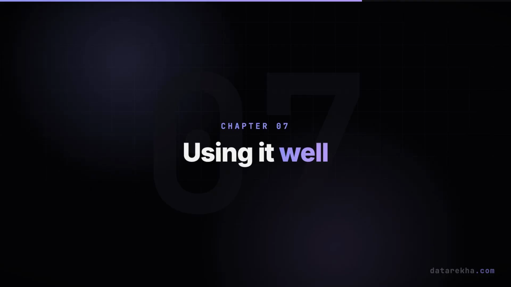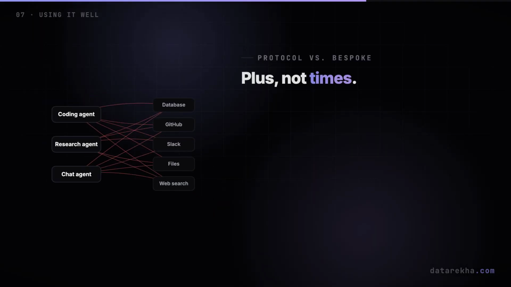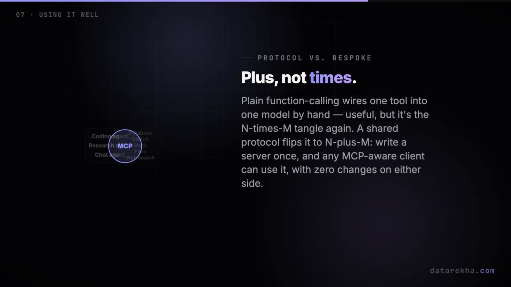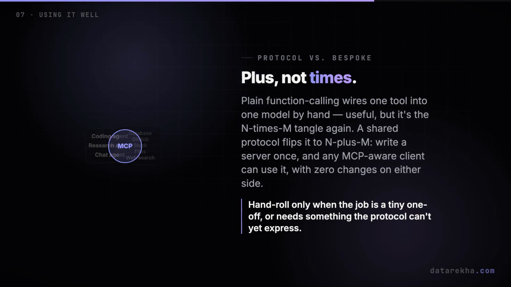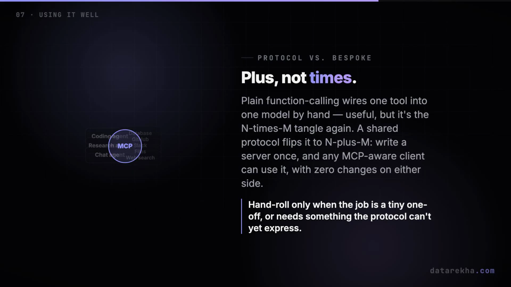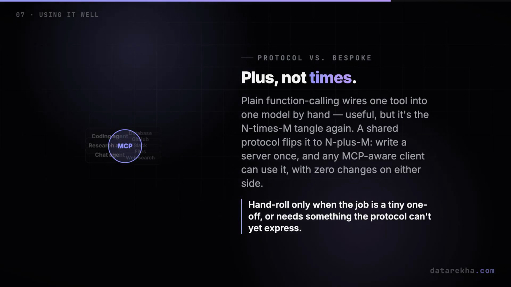One last thing. A few habits for using MCP well in the real world. You might ask, how is this different from plain function calling? With function calling, you wire one tool into one model by hand in that app's own format. Handy for a single case, but do it across many agents and many tools, and you are right back in the n times m tangle. A shared protocol turns that into n plus m. Write the server once, and any MCP client can pick it up with no changes on either side. That is the whole hub collapsing back into view.